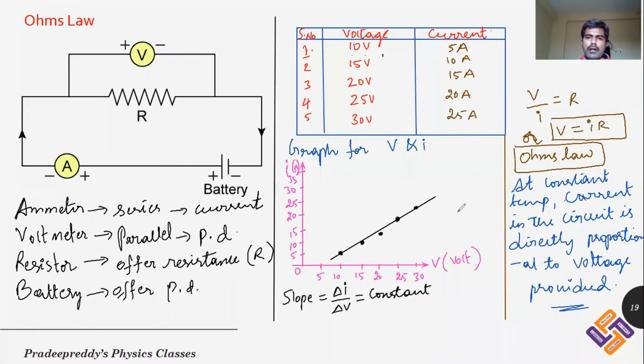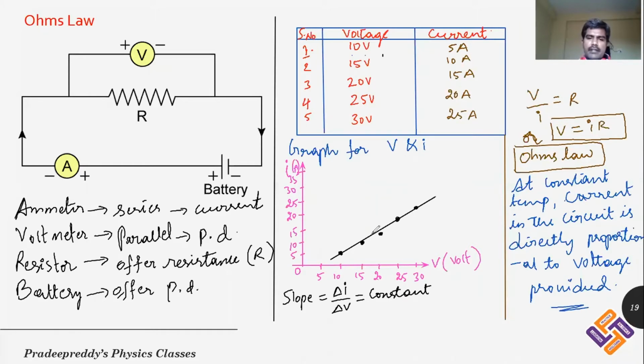See, we are not doing anything here. Just I have plotted a graph for voltage and current. For taking different values of voltage, we have plotted current in the circuit. On the y-axis I am taking current, on the x-axis I am taking voltage. And if you mark all the points and join them, you will be getting a straight line.